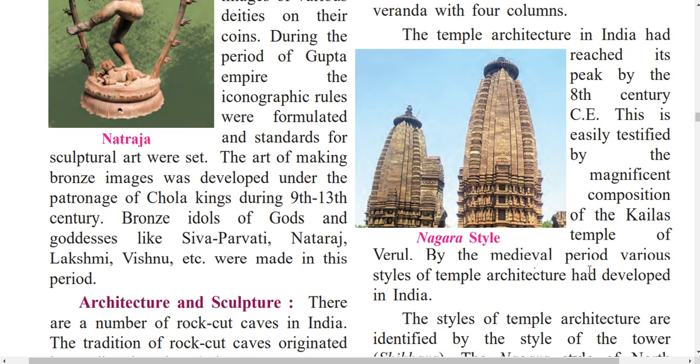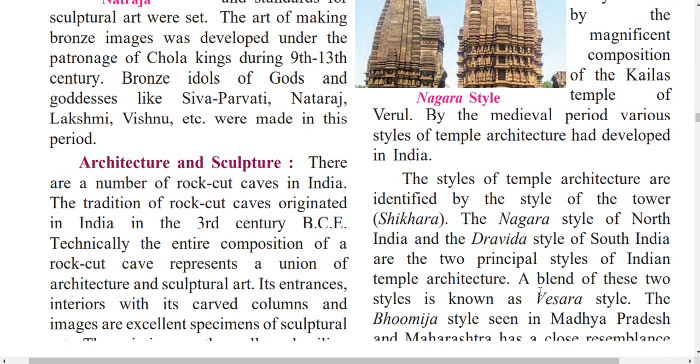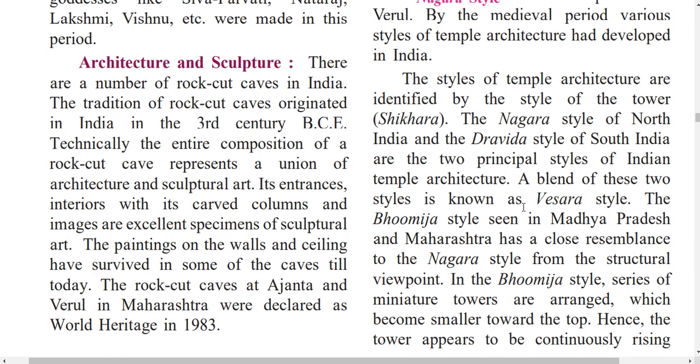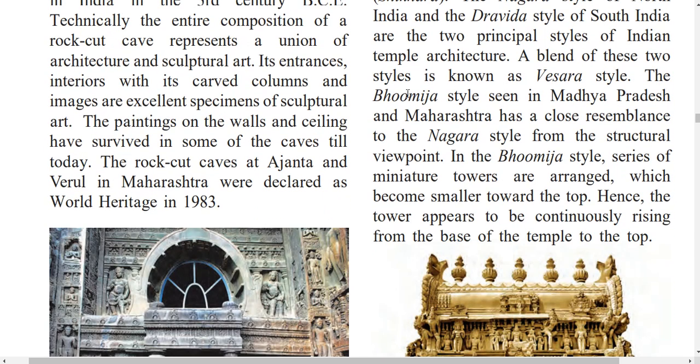By the medieval period, various styles of temple architecture had developed in India. Nagara Style. The styles of temple architecture are identified by the style of the tower, Shikhara. The Nagara style of North India and the Dravida style of South India are the two principal styles of Indian temple architecture. A blend of these two styles is known as Vesara style.